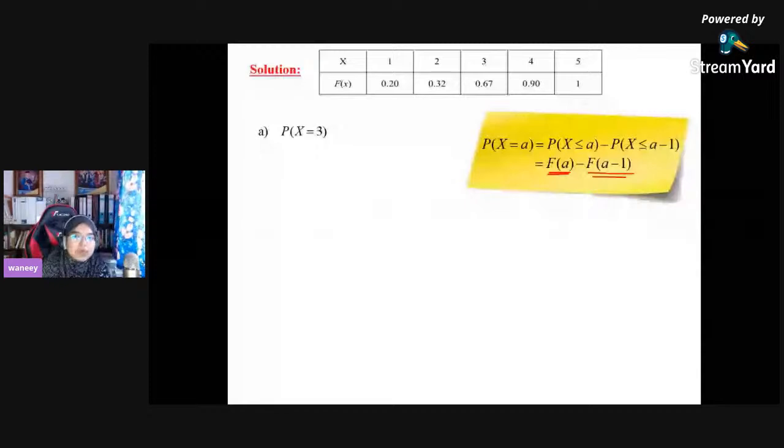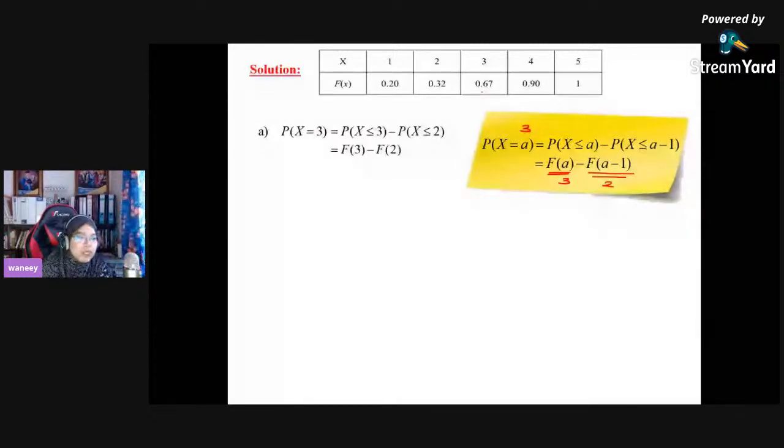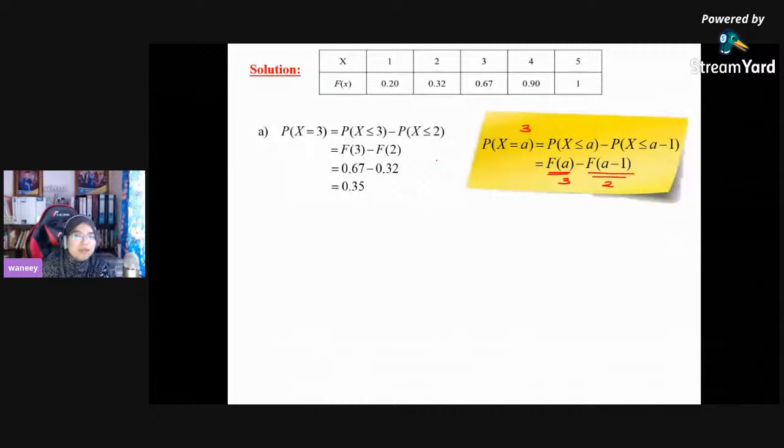So probability of x equal to 3. This is 3, and 3 minus 1 is 2. So this is F3 minus F2. F of 3, the value is 0.67. F of 2 is 0.32. So we minus them, and this is 0.35. So we have tried to use the first formula.